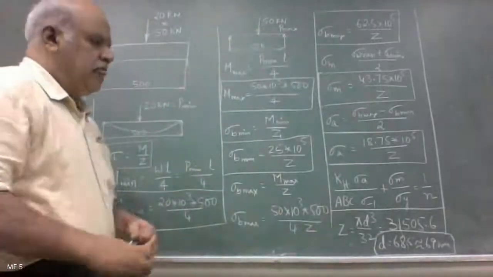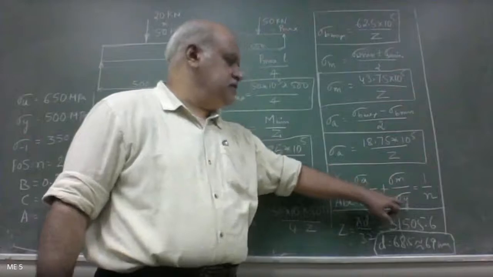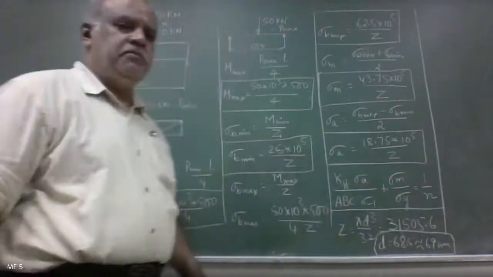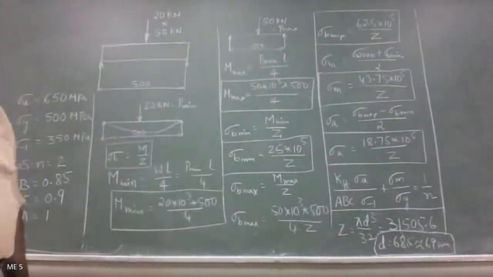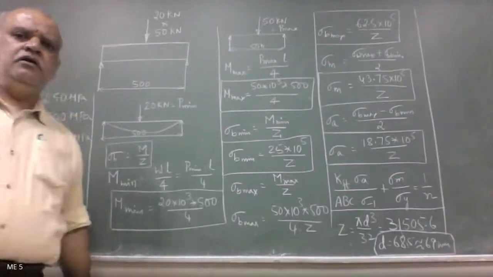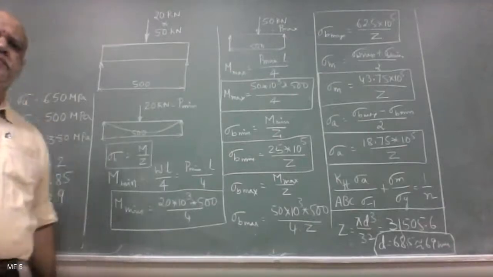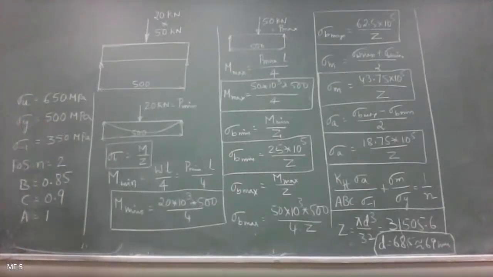So same thing, now with Goodman's relation, instead of sigma y, substitute sigma u and then get me the value of diameter. Others, please note down step by step.